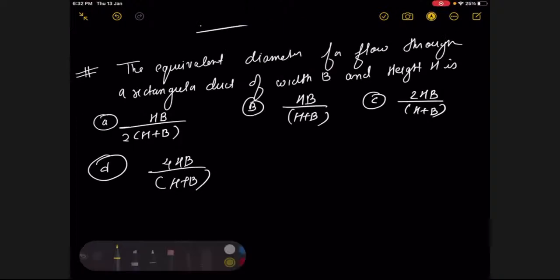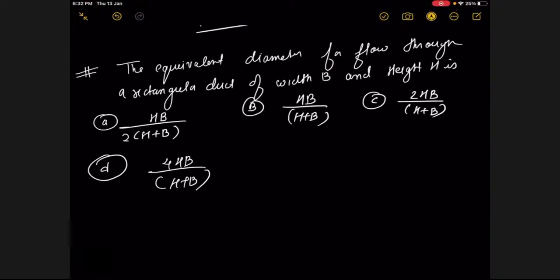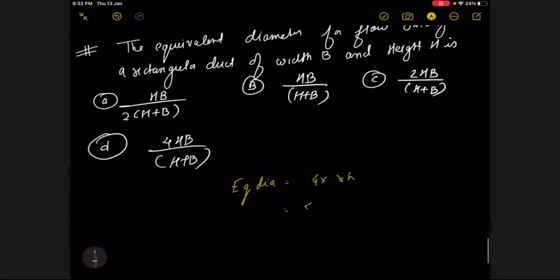So here the equivalent diameter formula is 4 into hydraulic radius. Hydraulic radius is flow area upon wetted perimeter.